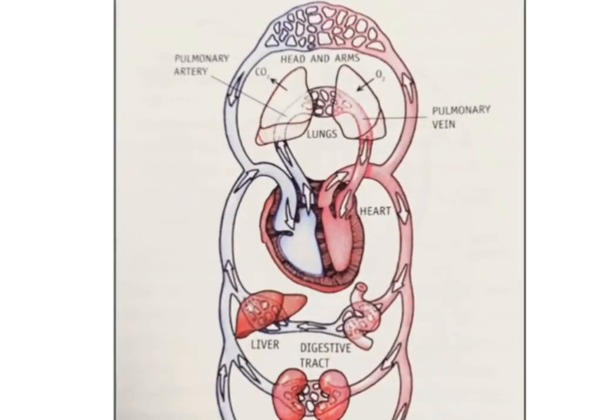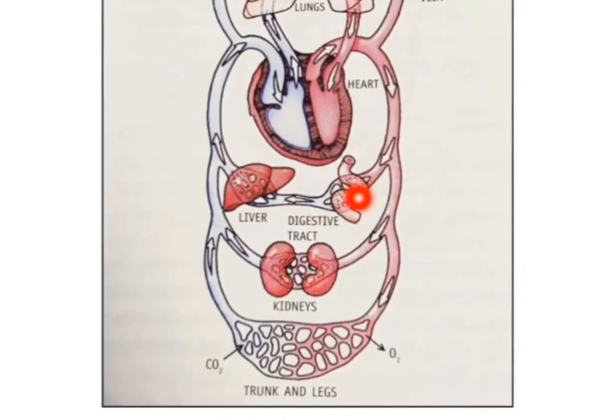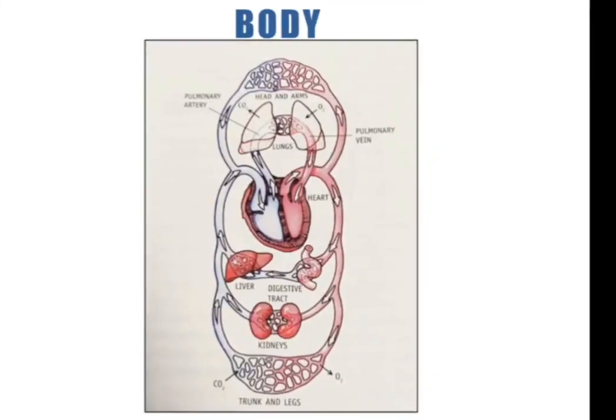So this is the diagram of the heart again, which I have told you. And yes, all these parts of the body, as you can see, this is the head and arms part, and this is the liver part, this is the intestine part, this is the kidney part, this is the legs and the trunk part. Now you can see in this segment, these blood vessels are veins and these blood vessels are arteries.